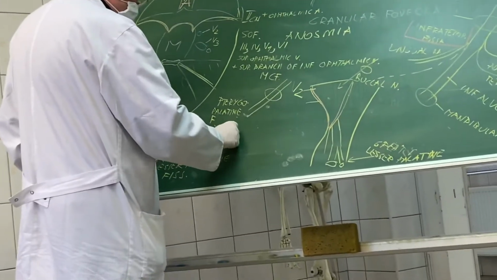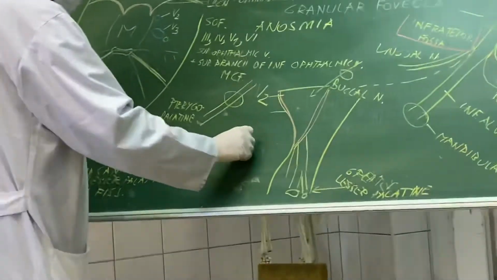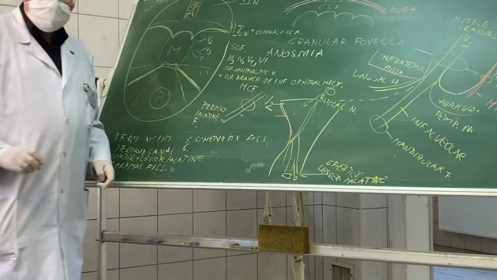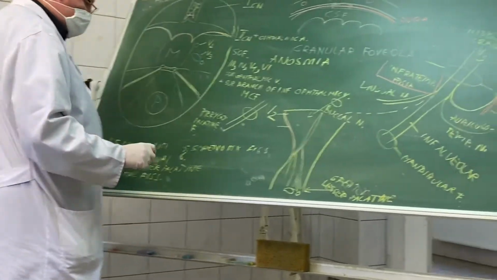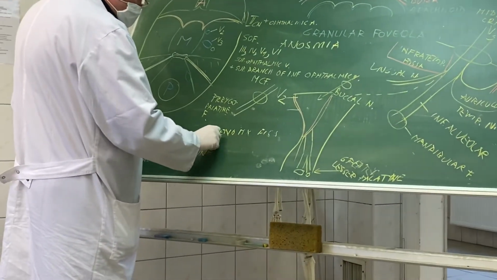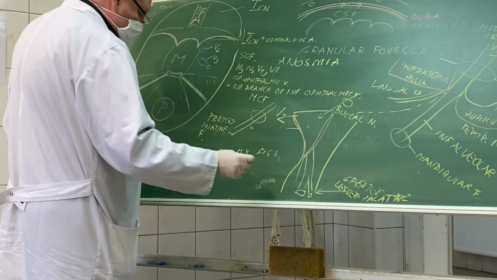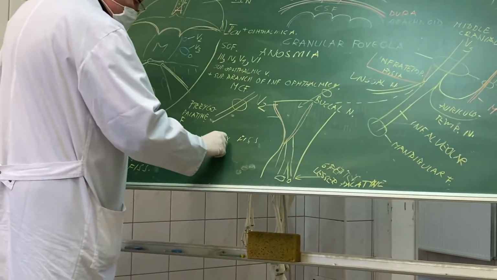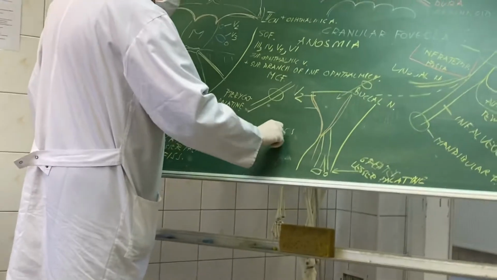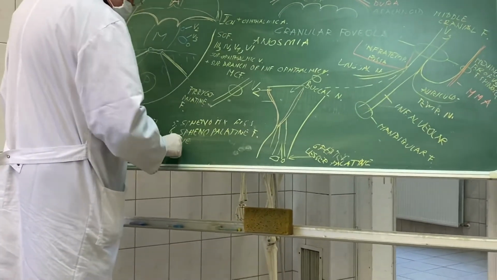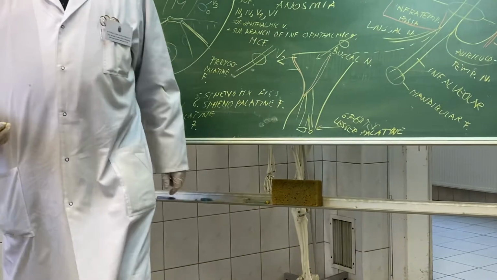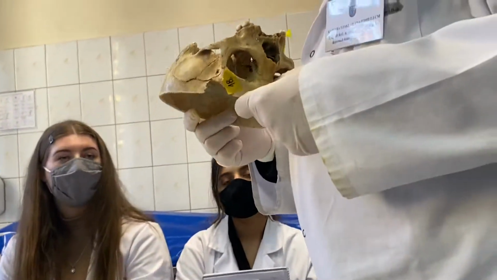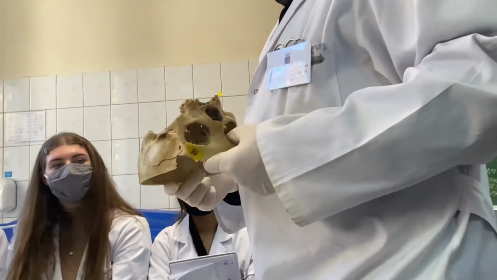Sphenomaxillary fissure is number 5. Number 6, we already spoke about it. It's the sphenopalatine foramen. It communicates the pterygopalatine fossa with the nasal cavity. Sphenopalatine foramen. And finally, 7 is actually the narrow gap that communicates the pterygopalatine fossa with the nasal cavity as well.